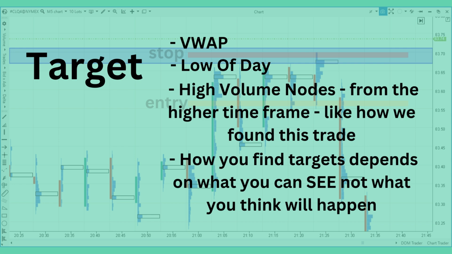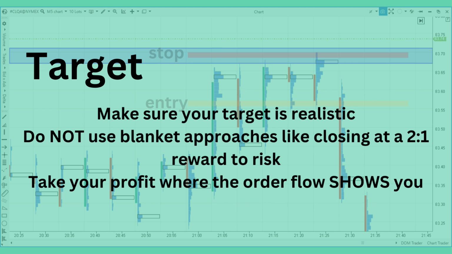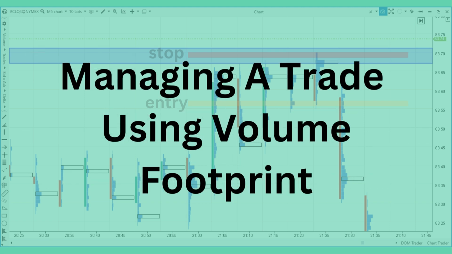For example, a high to low of day move, though it's common enough, you will have far better win rate when using the VWAP as your target or scaling out of your position at other high volume nodes as price moves in your direction. Now, how can we manage our trade using the volume footprint?